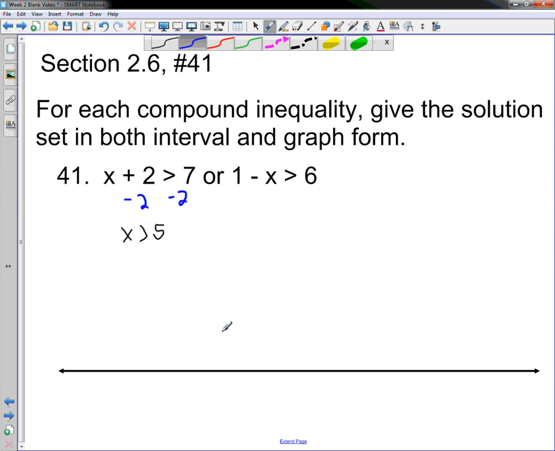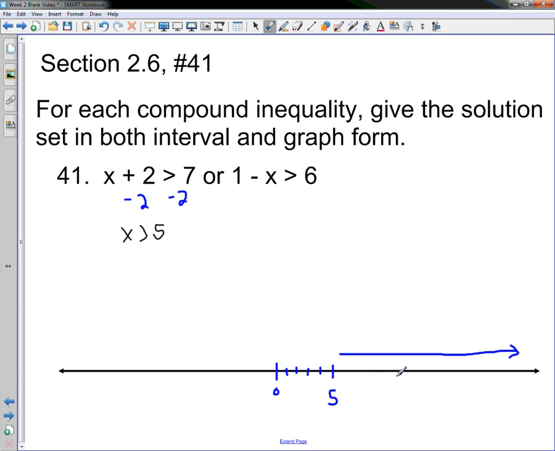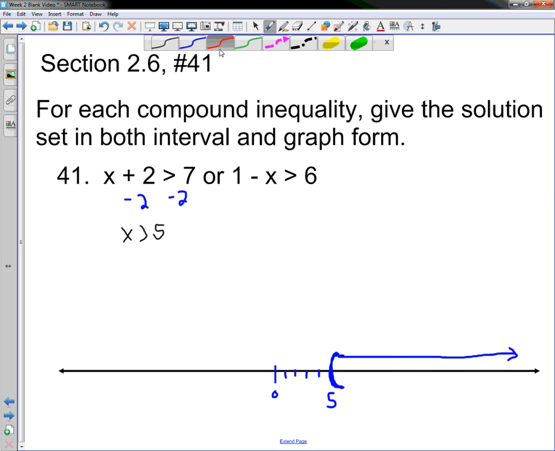So when I go to graph this, I'm at 0, 1, 2, 3, 4, 5. Now we have a greater than symbol, so that means to the right. But this is telling me to use a parenthesis because it doesn't have the equal to. Okay, let's look at the other one.